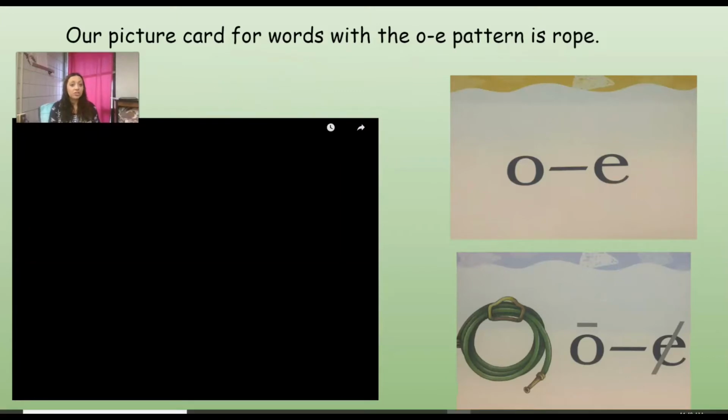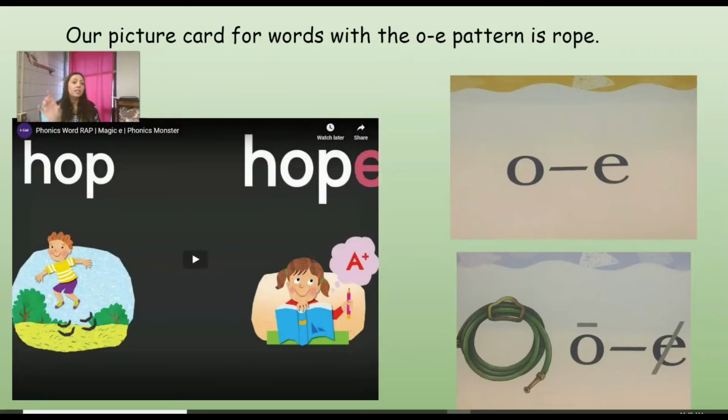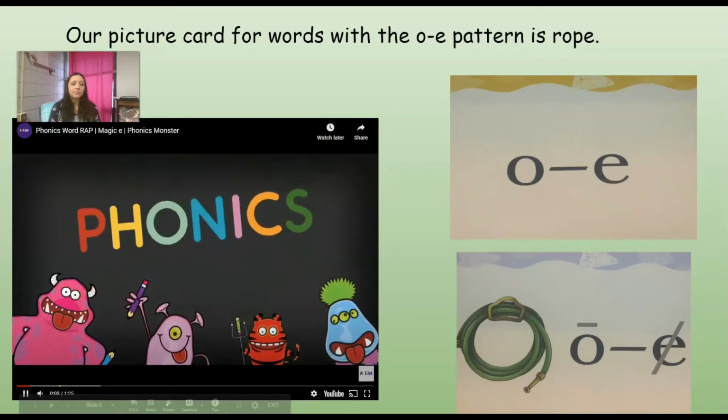All right, so our picture card for our O consonant E or O sneaky E words is a rope. See, listen, rope. Okay, and you can see our card. Remember, when we see it, we're going to say O consonant E, because that dash stands for a consonant. So we're going to listen to some words that have that sneaky E in it. Are you ready? Phonics.